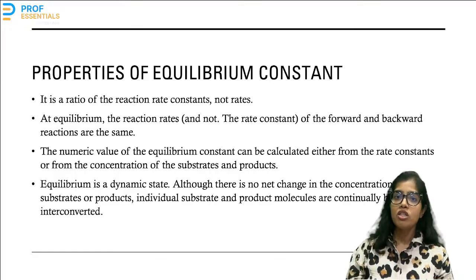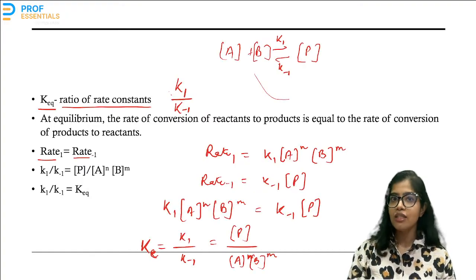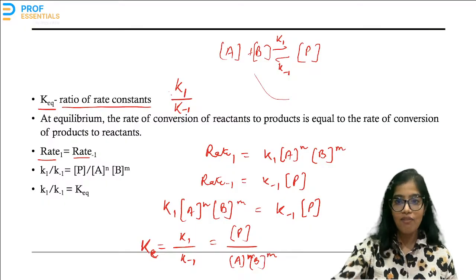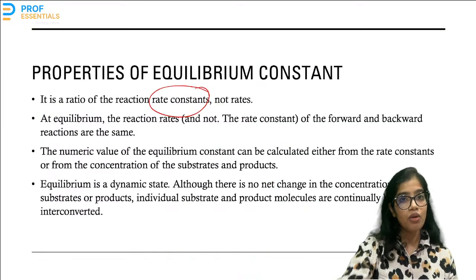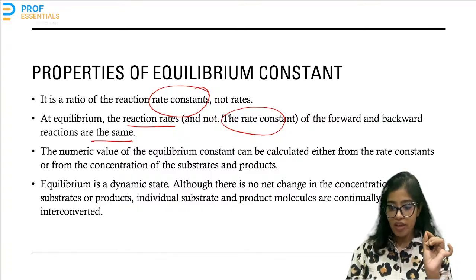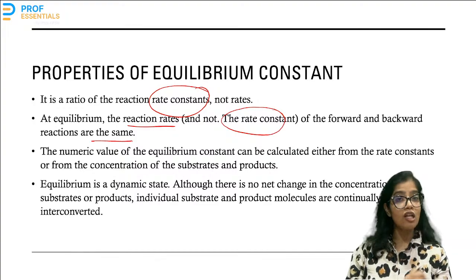What are the properties of this equilibrium constant? Equilibrium constant is the ratio of the reaction rate constants and not the rates. So it is not R1 upon R minus 1, rather it is K1 upon K minus 1. This is very, very important. It is K1 upon K minus 1 and not R1 upon R minus 1. At equilibrium, the reaction rates, and not the rate constants, of the forward and backward reactions are the same. So please be very clear what you are writing, rate or rate constant. It is going to get you either full marks or 0 marks.